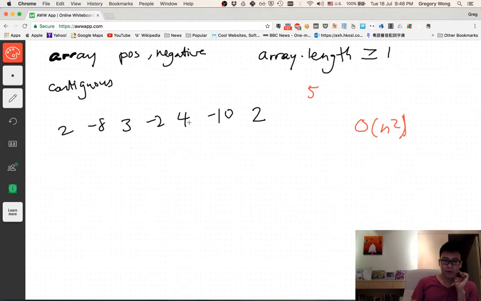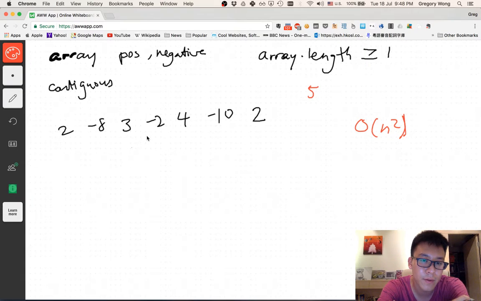I would be looking at each of these elements. And can I use additional space for this? The optimal solution does not. Okay. But what would you do if you were to use additional space? You don't require additional space. Right.